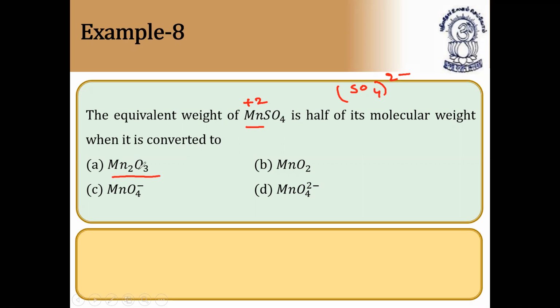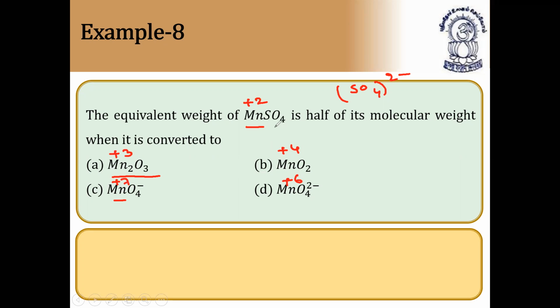In Mn2O3, what is the oxidation state of manganese? It should be +3, because 2x minus 6 is equal to 0. In manganese dioxide it is +4, in the next it is +7, and here it is +6. So +3, +4, +7, +6.